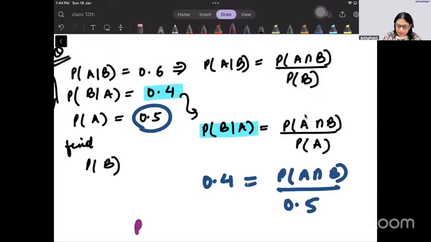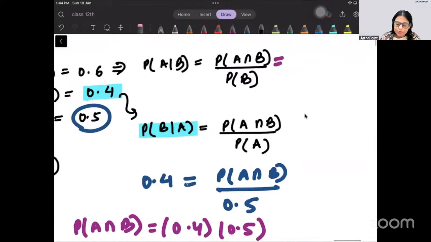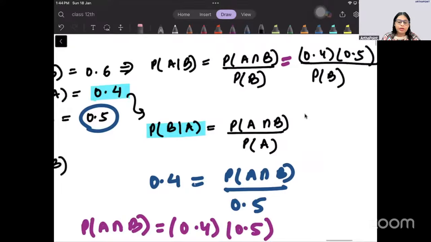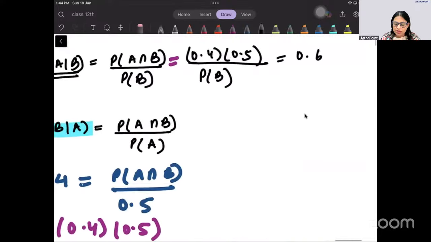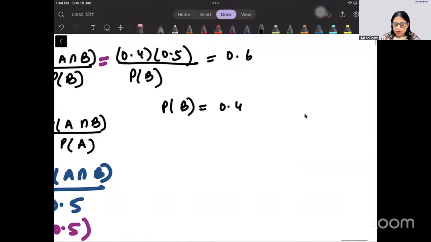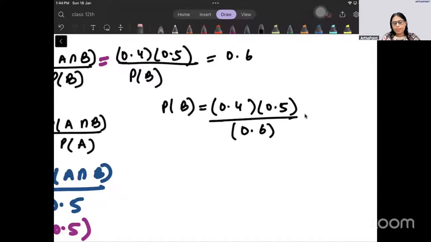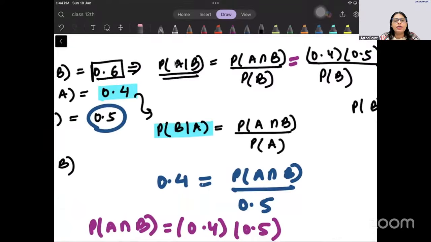So probability A intersection B will be 0.4 into 0.5. I can put this here: 0.4 into 0.5 upon probability of B, and this is given to me as 0.6. This is equal to 0.6. So probability of B will be 0.4 into 0.5 by 0.6. So 2 by 3 into 1 by 2. 1 by 3 is the answer to this question. Okay, all of you are correct.